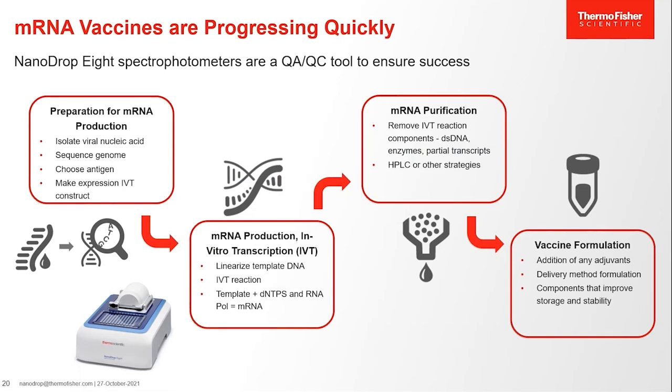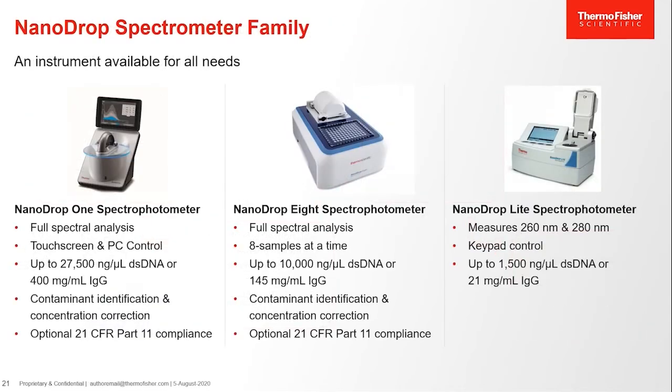So to wrap up, mRNA vaccines are really progressing quickly, right? We've seen a lot of improvement since the 1990s when the first research and the first attempts at mRNA vaccines were put forth. And UV-Vis technology is one of the ways in which the quality of the nucleic acid is really being ensured, and the NanoDrop 8 can help in this regard. However, there are other instruments within the NanoDrop portfolio that I just want to make sure you are aware of.